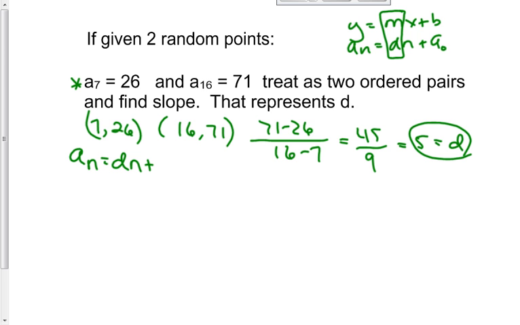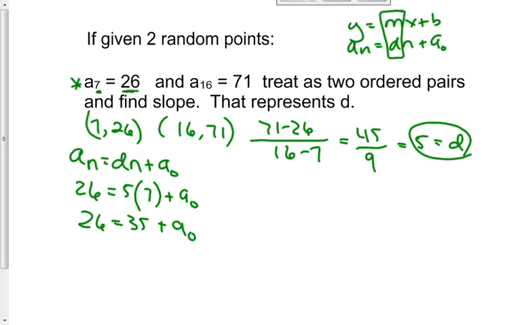Let me write the model again so we know where we're going to put things. The value of the answer, in this case we're going to pick the 26. Common difference we just found is 5. The value of the term we're on is 7 plus a sub 0. 26 equals 35 plus a sub 0. Subtract 35 from both sides. Negative 9 equals a sub 0. And now you have everything you need to write your model.